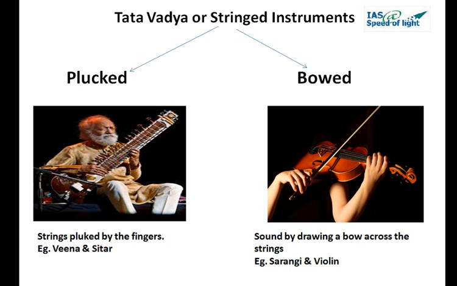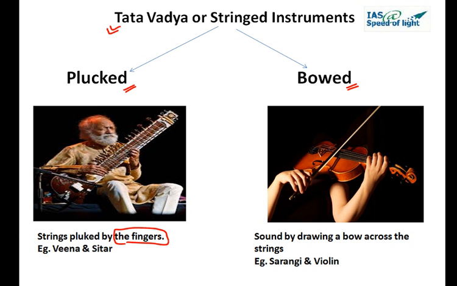The first one was the Tata Vadya, or the stringed instruments. Now these stringed instruments we divide into two categories. The first are the plucked instruments, and the second are the bowed instruments. So the difference is very clear. Those stringed instruments where we produce sound with the fingers, like this instrument he's playing with the help of the fingers, are the plucked instruments.